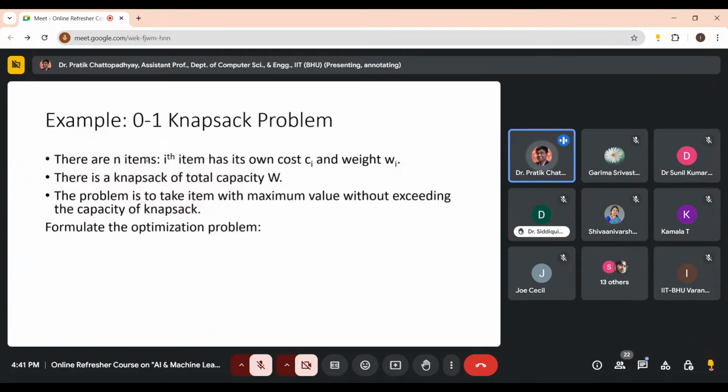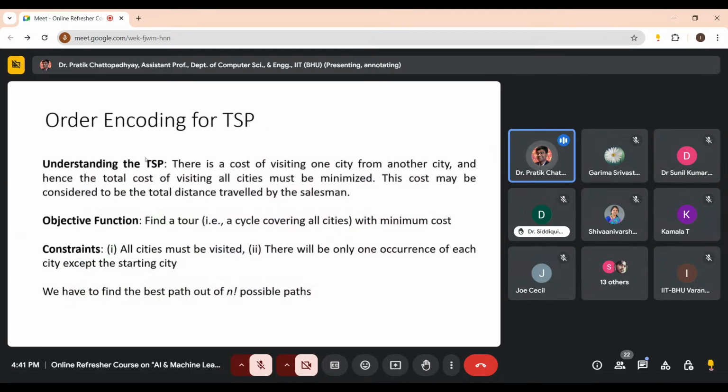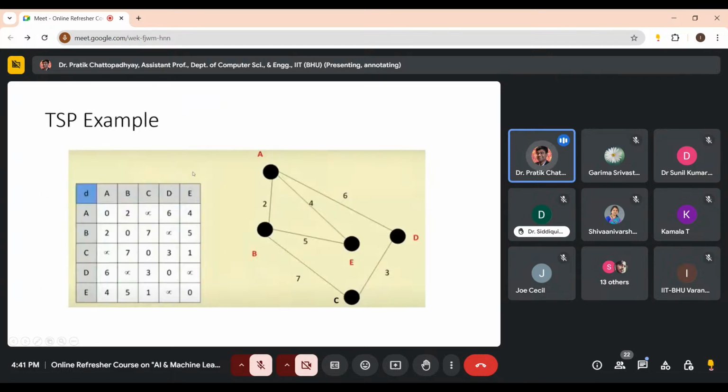One example of that is this traveling salesman, as I said. We are given a cost of visiting one city from another city. Basically, we know this matrix. So cost can be the distance between two cities. Let's say if we consider this figure, we have 5 cities and the distance between each pair of cities is given as numbers here. If two cities are not directly connected, that is given as infinity.